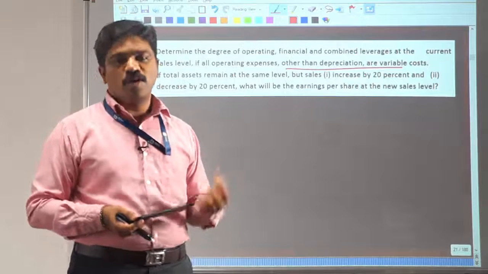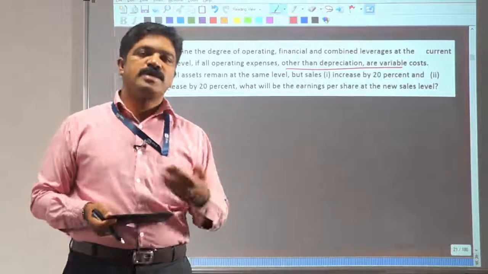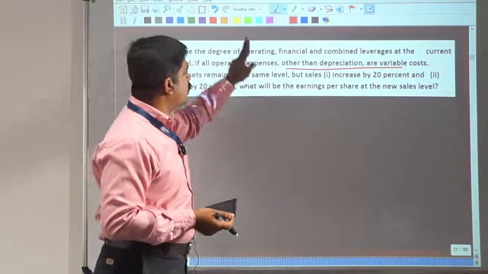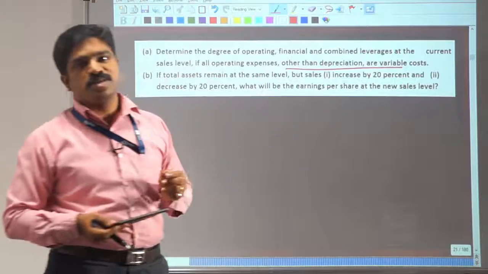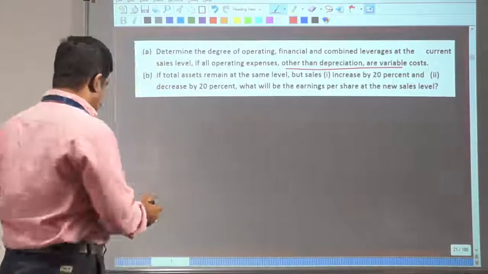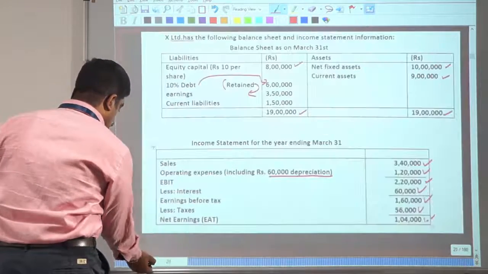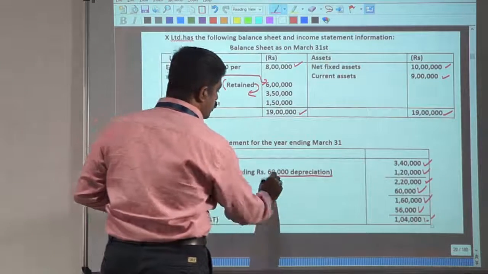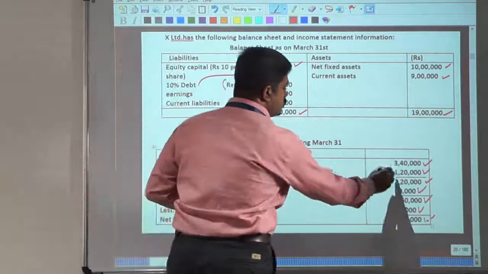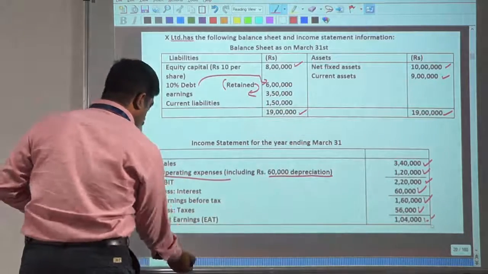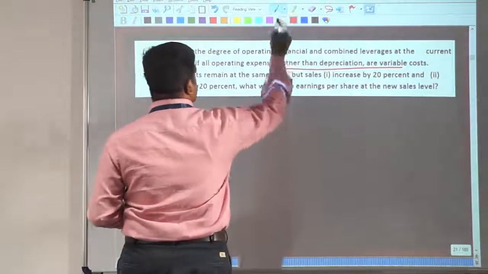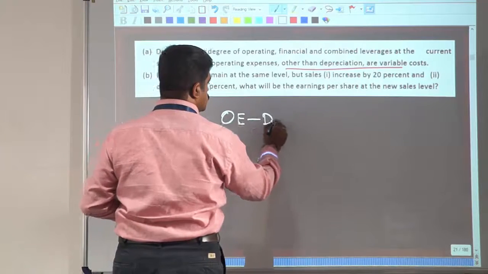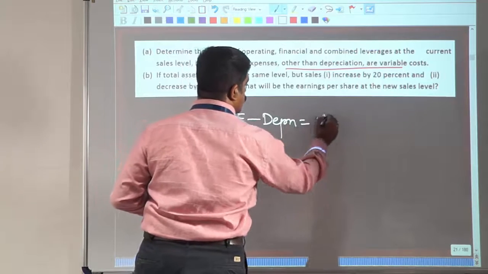If you want to find your leverage, say the operating leverage, you should know what is your contribution. And how do you find contribution? It is nothing but sales minus variable cost. So you should know what is your variable cost, and the question says your operating expenses other than depreciation are variable cost. So let's first of all find out what our variable expenses are. Here you have operating expenses including 60,000 depreciation is 1 lakh 20. So what is going to be my variable cost? It is very simple: operating expenses minus depreciation.